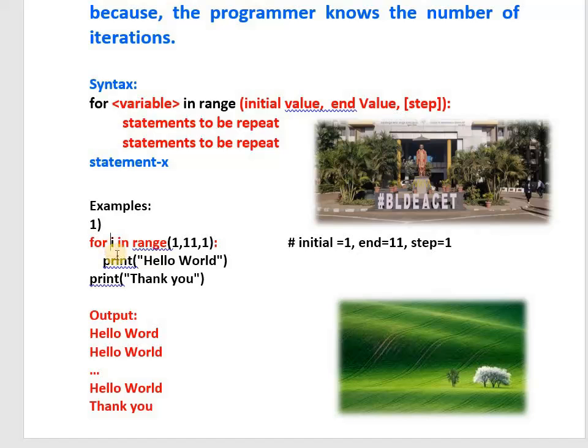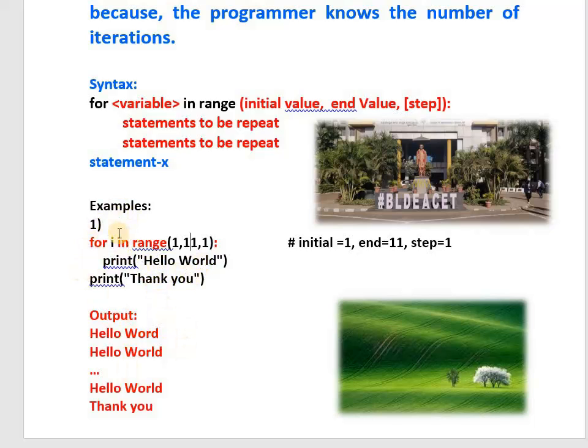I is a variable. Starting value is 1, end value is 11. Initial value means starting value. Every time, addition of 1 takes place. First time I will be 1, hello world. I becomes 2, hello world. 3, 4, 5, 6, 7, 8, 9, 10. I becomes 11, it stops. That means hello world will be printed how many times? 10 times. Thank you prints only once. This is not related to for.